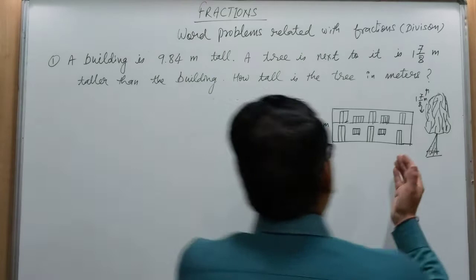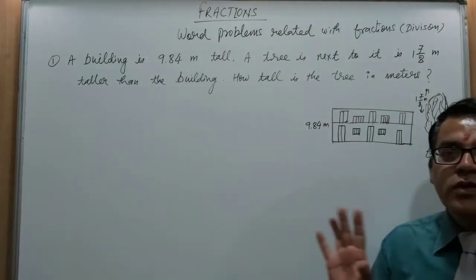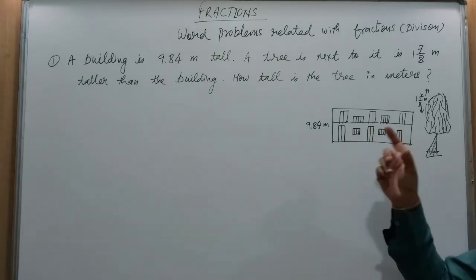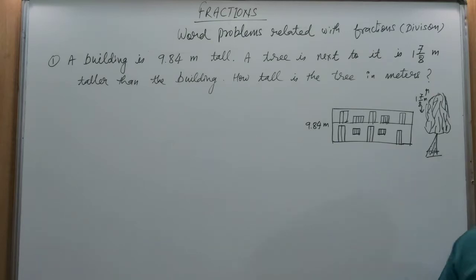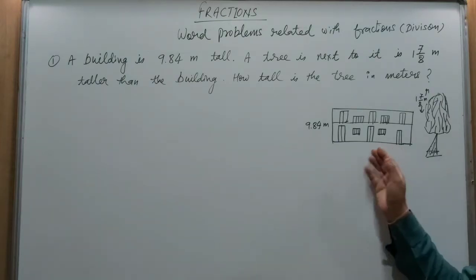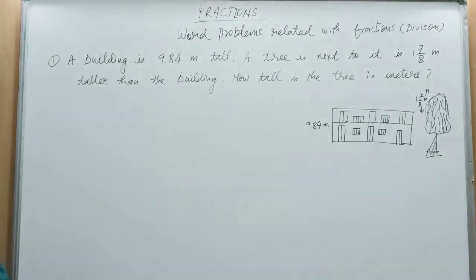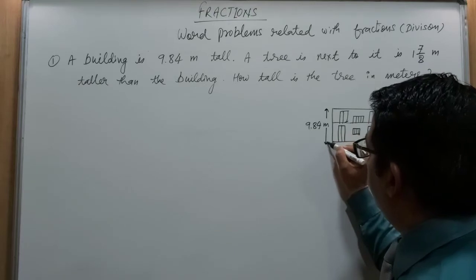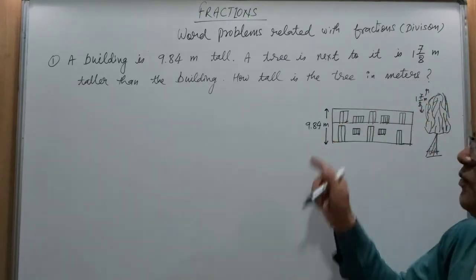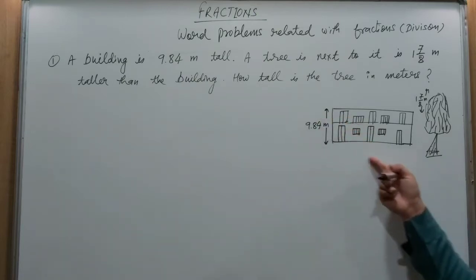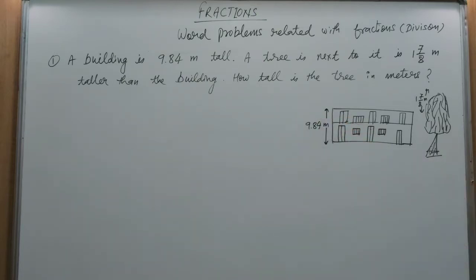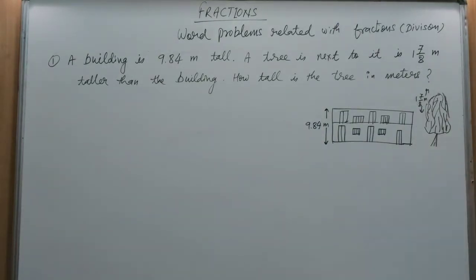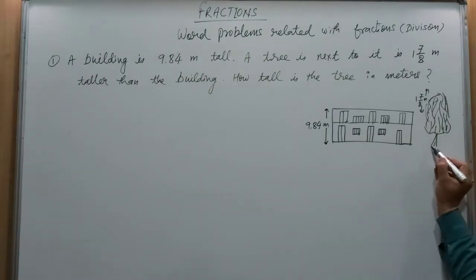So here, I have drawn one building. My drawing is not so good, but I drew it here for you so that you can easily understand this is a building. You can imagine it is your school building and it is 9.84 meters high. It means the height of this building, from here to here, is 9.84 meters, and just next to this building one tree is there. The baseline will be the same.